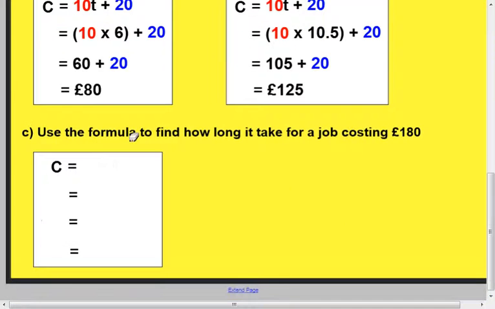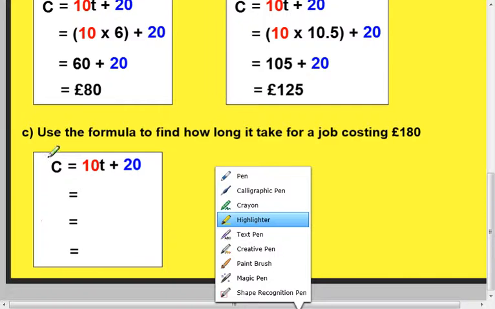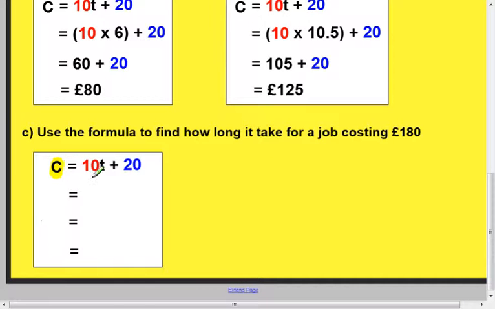Okay, last question. Use the formula to find out how long it takes for a job costing £180. So this is our formula here, and we've been told that it costs £180, so we know this time. We've not been told T, we're trying to work that out. So what you can do in this case is, instead of trying to put T in as 180, which would be wrong, we put the cost in as 180. That's what the C stands for. We just write this out again, 10t plus 20.